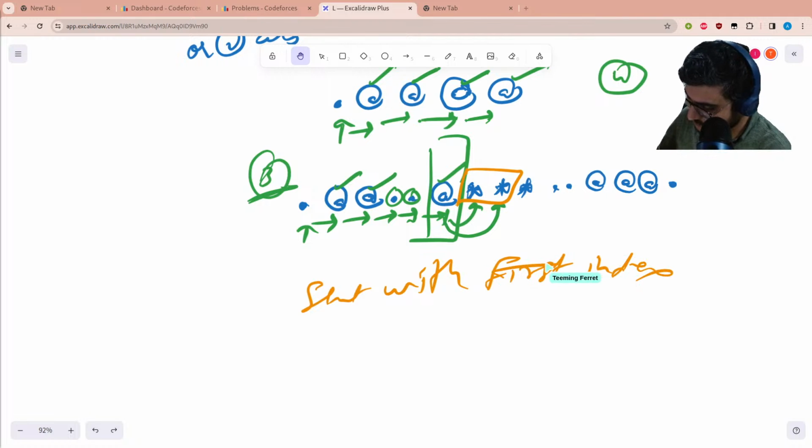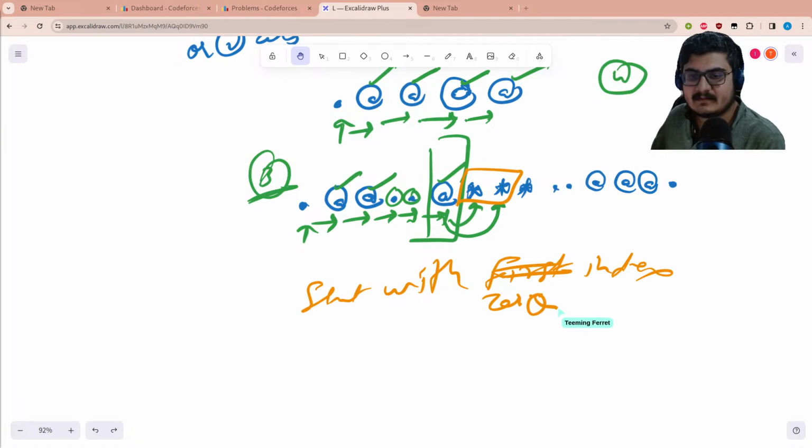Or like 0, let's call it 0 if we are using 0 based indexing. Now we keep moving one cell to the right. If the right cell is blocked, then we try to move two cells to the next part. If that part is also blocked, then we have to break over here, like we can no longer move to the right path.